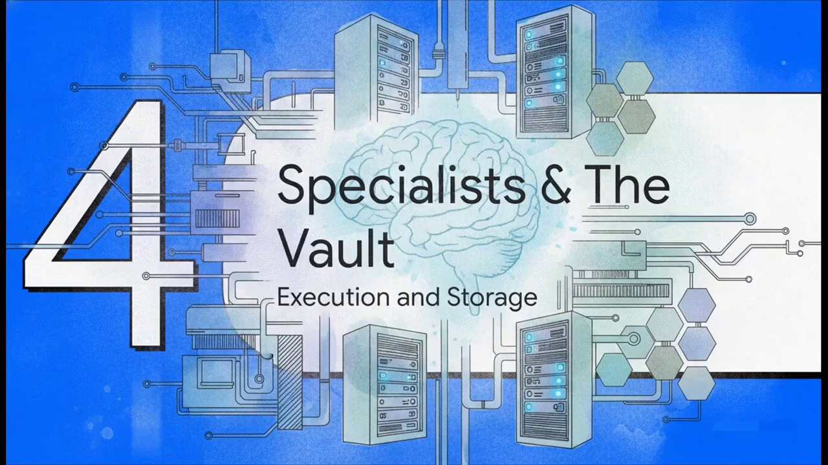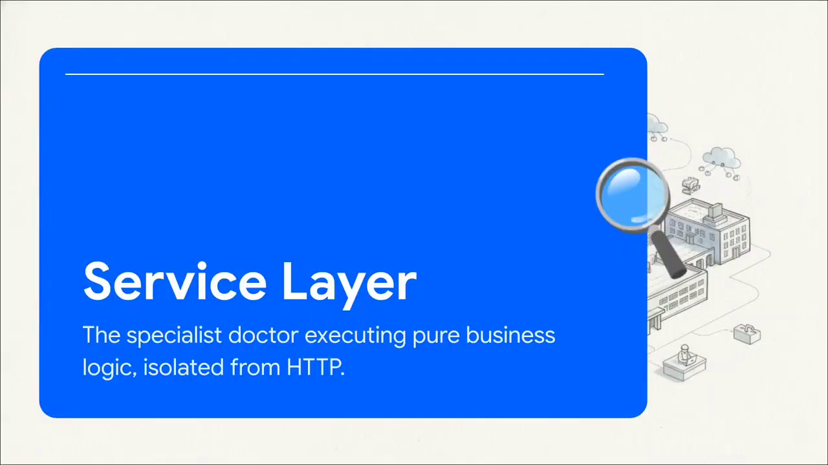Let's dive deeper into Section 4, Specialists and the Vault, Execution and Storage. The dispatch matrix takes that routed request and sends it deep inside the hospital, straight to the brain of the operation. We are finally leaving the public intake area and entering the execution and storage levels. The command lands directly on the desk of the service layer, who is our specialist doctor. Notice how isolated this doctor is. The specialist doctor knows absolutely nothing about HTTP headers, JSON payloads, or GraphQL schemas.